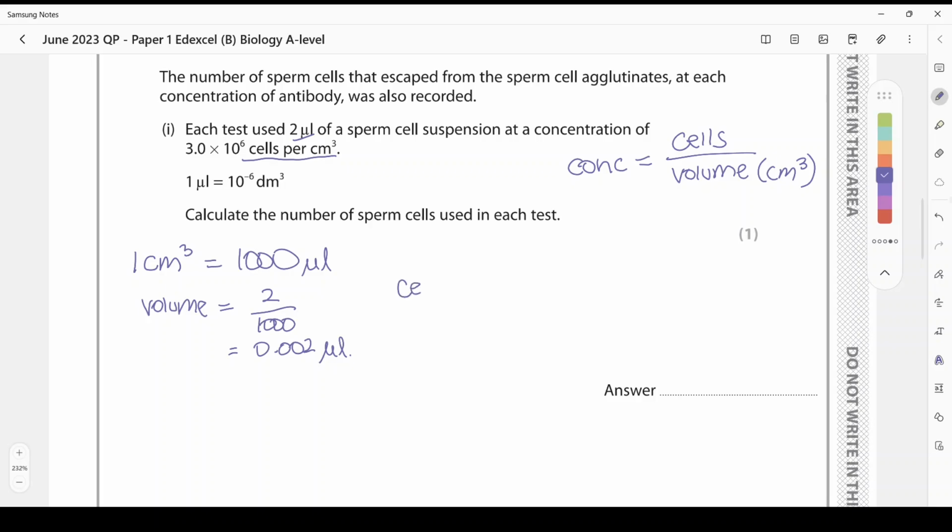Then we put this number into the equation. Cells equals the concentration times the volume. The concentration is 3 × 10⁶, and we times that by the volume. So 3 × 10⁶ times 0.002, and we should get 6,000 cells.